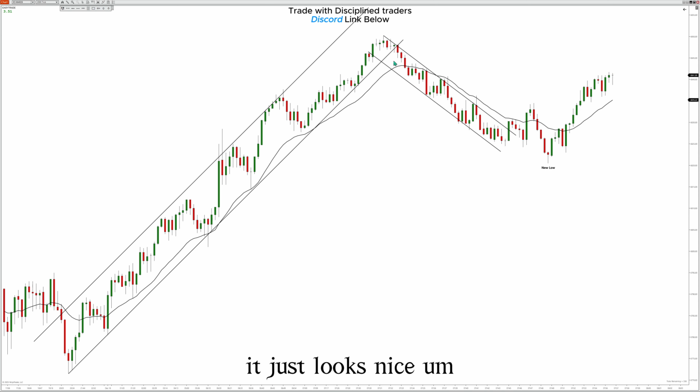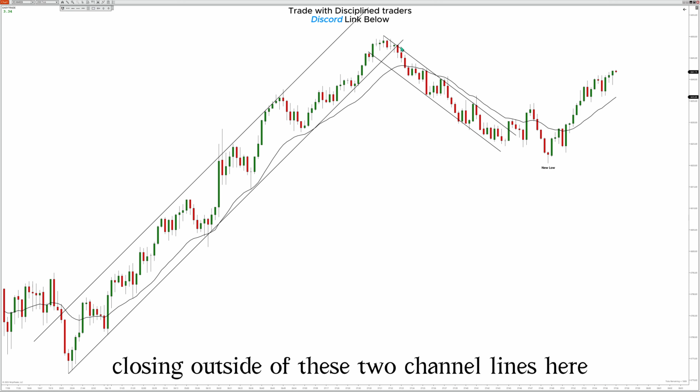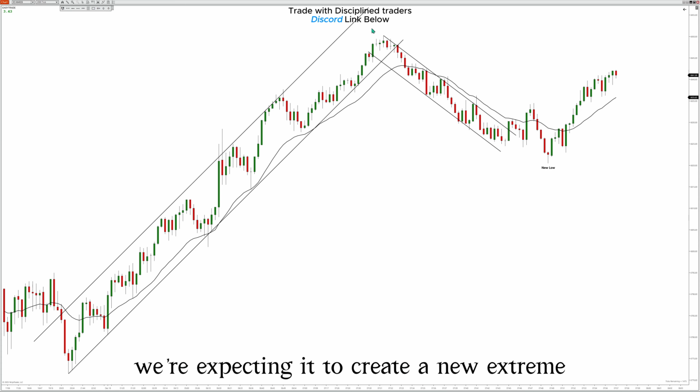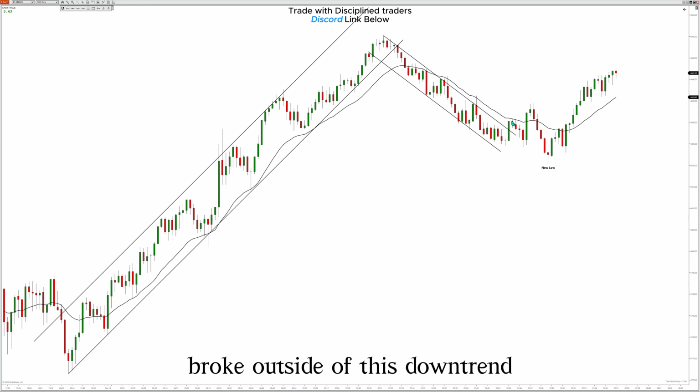It just looks nice. And then after we created a break outside of this channel, which is a bar closing outside of these two channel lines here, we're expecting it to create a new extreme, but you can see we just started a downtrend lower, broke outside of this downtrend, and then created a new low.